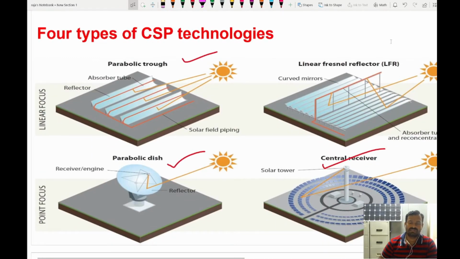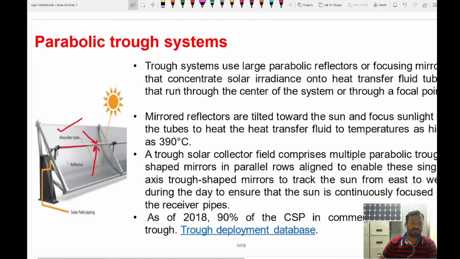As I discussed in the previous video, we have four different types of CSP technology: parabolic trough, linear Fresnel, and parabolic dish, as well as the central receiver method. As I told you, we are going to discuss this parabolic trough system in this video. So let us see what this parabolic trough system is all about.